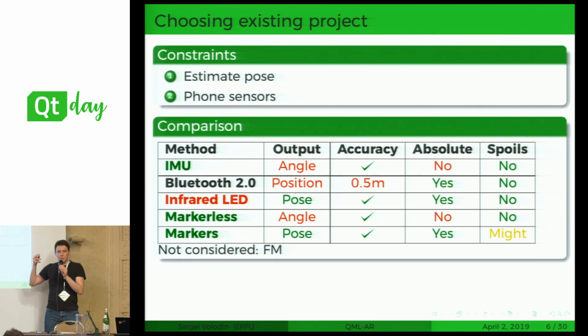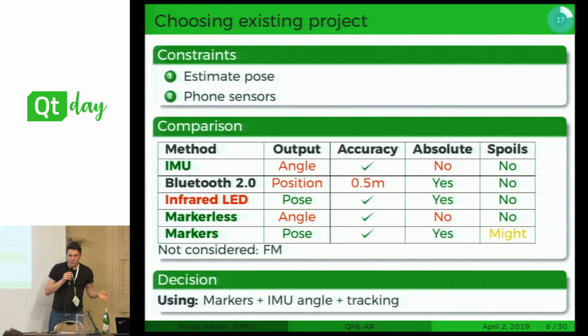Also, another solution is to use markerless augmented reality, but the issue is that we also cannot obtain the absolute pose, meaning that it's relative to the image that we are obtaining. So the only way that works for us is to use markers. But again, as I told you, conventional markers don't look great, and therefore we want some unconventional ones.